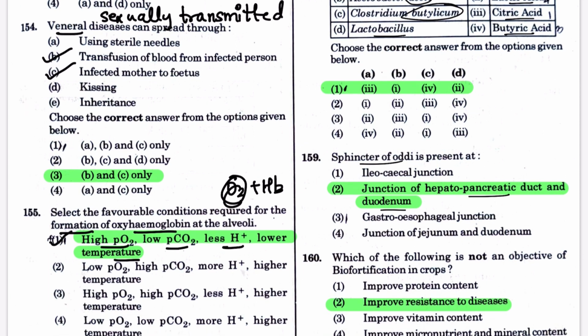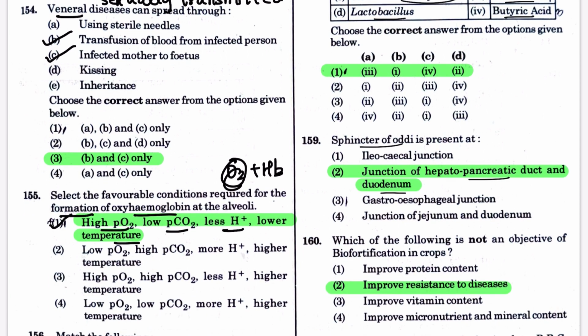Okay. So 160, they are asking you which is not an objective of biofortification. Biofortification means enrichment in the existing crop varieties. Enrichment of what? Protein, vitamin, micro and macronutrients and mineral content, but not resistant to diseases. So this is not an objective of the biofortification, right?